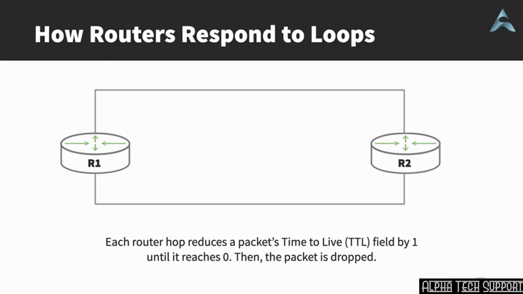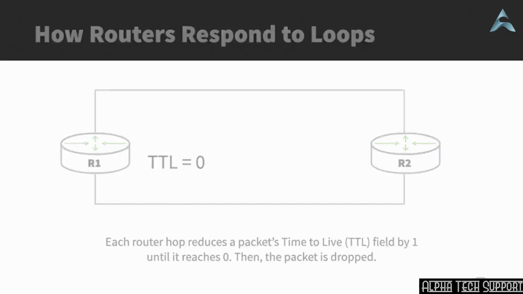Let's say that right now, as a packet comes out of R1, it has a TTL, or a time to live value, of 2. It goes into R2, which decrements it by 1, giving it a time to live value of 1. It goes back to R1, which decrements it by 1 again, resulting in a TTL value of 0. And R1 then drops that packet, so we don't have this endless loop.